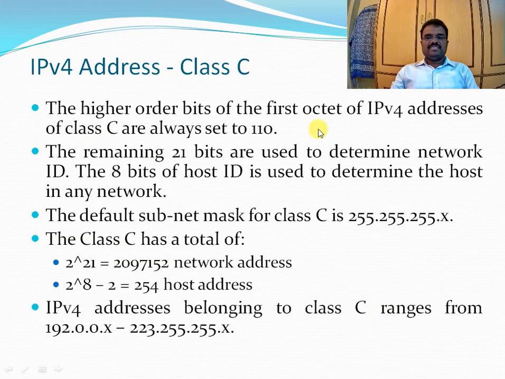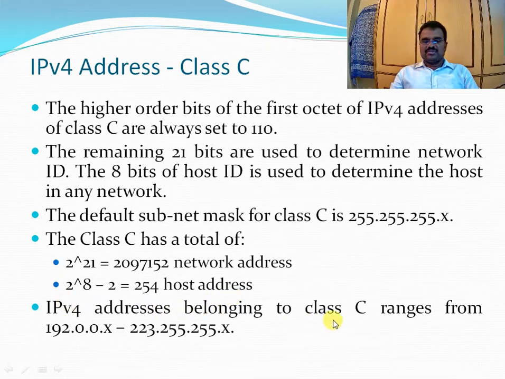The higher order bits of the first octet of IP version 4 addresses of class C are always set to 110. The remaining 21 bits are used to determine the network ID. The 8 bits of host ID are used to determine the host in any network. The default subnet mask for class C is 255.255.255.x. Class C has a total of 2 to the power of 21, which is equivalent to 2097152 network addresses, and 2 to the power of 8 minus 2, which is equal to 254 host addresses.